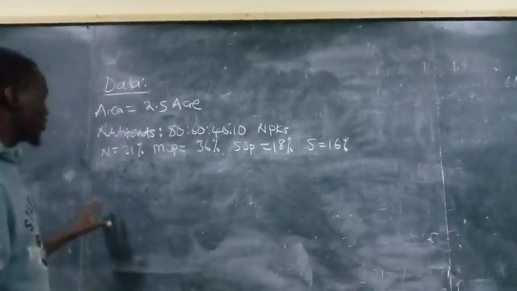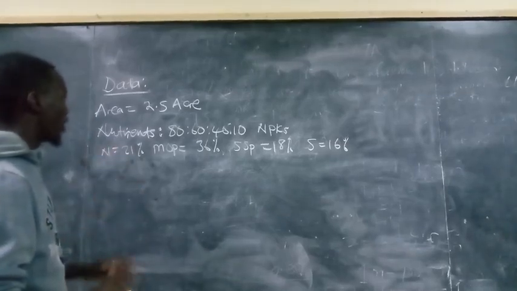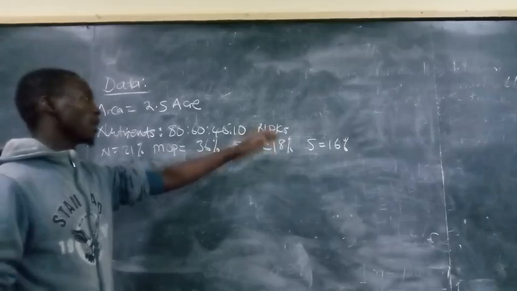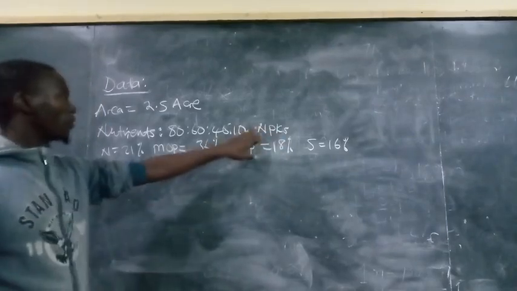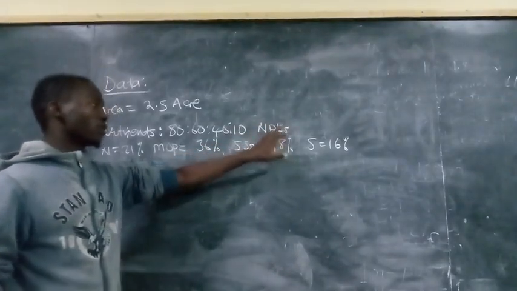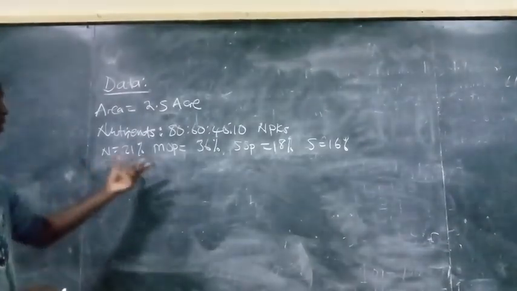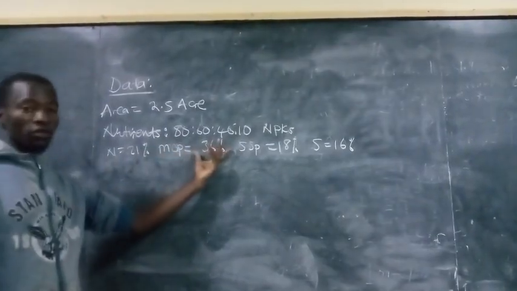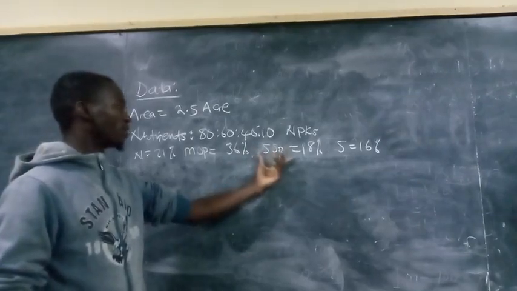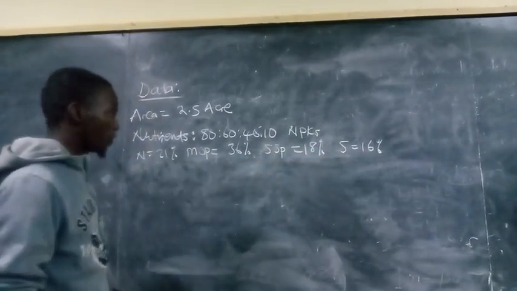Given that the nutrients required, we have got 80, 60, 40, 10. This is for NPKs. So this is for nitrogen, this is for phosphorus, this one is for potassium, as well as this one is for sulfur. So in as much as you can see here, this is for nitrogen. Then this is for phosphorus. Then whatever it may be here, this is for potassium.